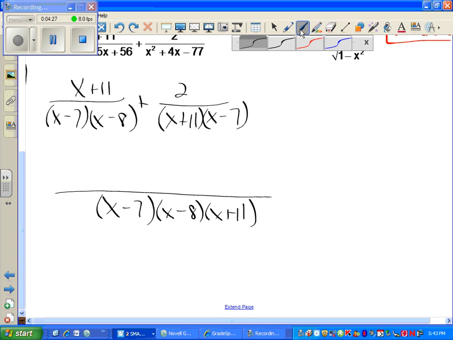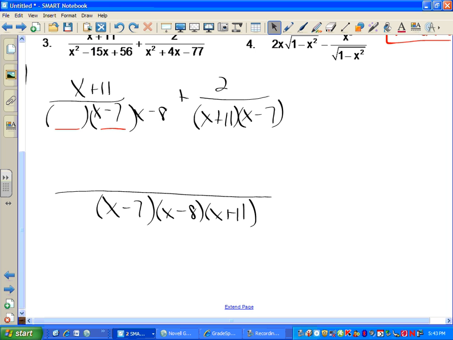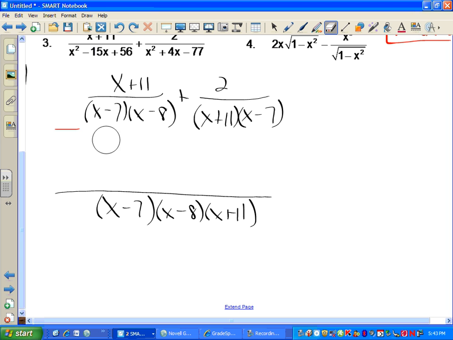Now, let's change colors. This first fraction already had the x minus 7 and the x minus 8. So I'm going to have to put into the second fraction, I need an x. That doesn't look very good. Let me scooch this over, guys. Okay. So let's go with this again after I have more room for myself.